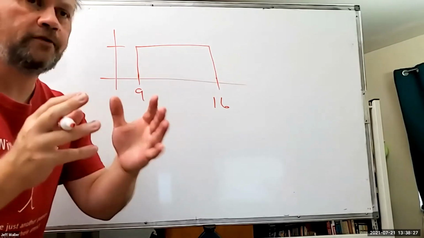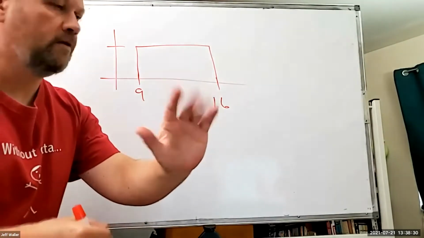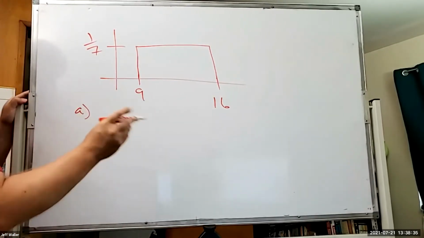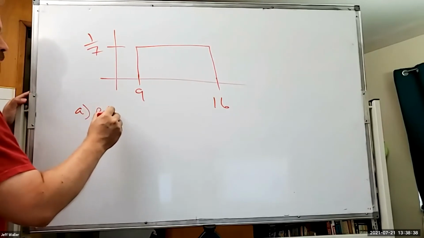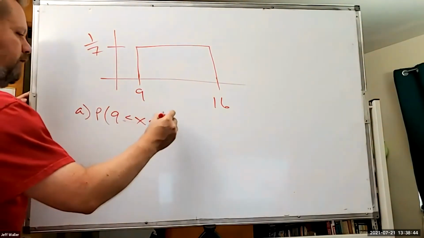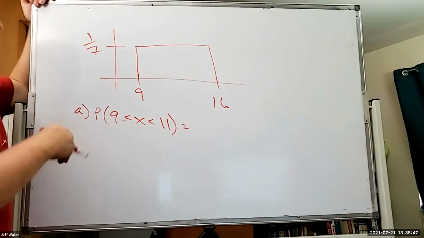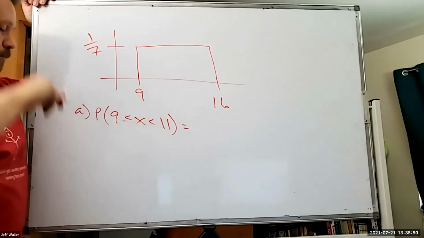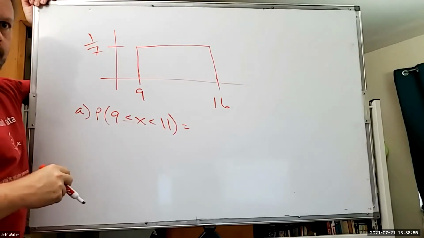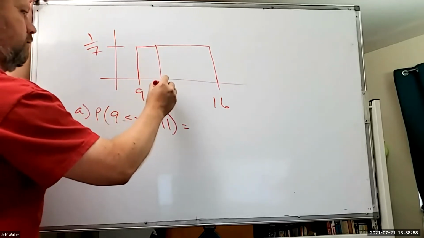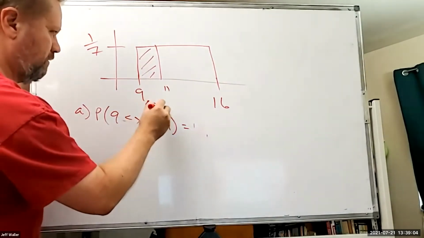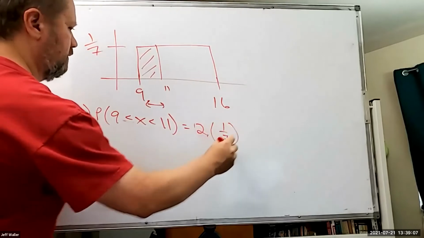This is from chapter 5. Uniform distributions is chapter 5. 1 out of 7. So tell me real quick, what's the probability that it's between 9 and 11? You would do base times height, so 2 times 1/7. Good. So here's 11, and that would be 2 times 1/7. Is everybody with me?